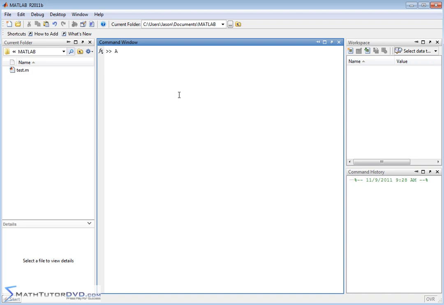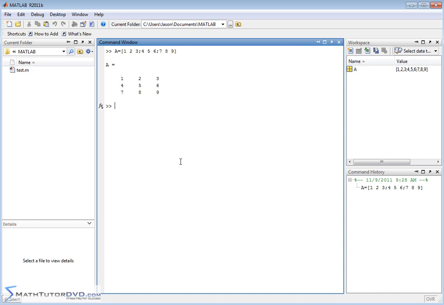So let's go ahead and make a matrix. We'll call it A, and we'll just put whatever we want in here. 1, 2, 3. Next row, 4, 5, 6. Next row, 7, 8, 9. So we'll just make a quick square matrix, just filled with numbers.